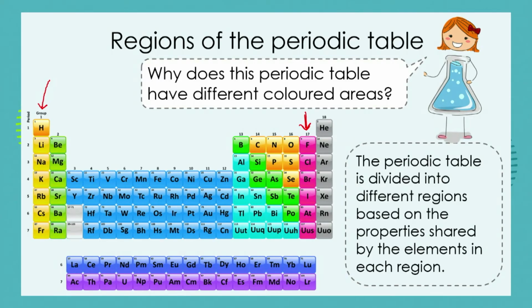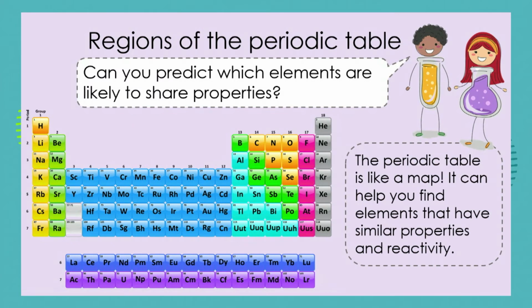So we understand it's divided into different regions based on the properties shared by the elements in each region. And we also know that color is not essential. It's there to help us remember and interpret things. Now, can you predict which elements are likely to share properties? Well, we've really discussed this. The elements that are in the same colored blocks are likely to share properties. So our alkali metals are all in those yellow blocks and they share properties, which we discussed in detail in our last lesson.